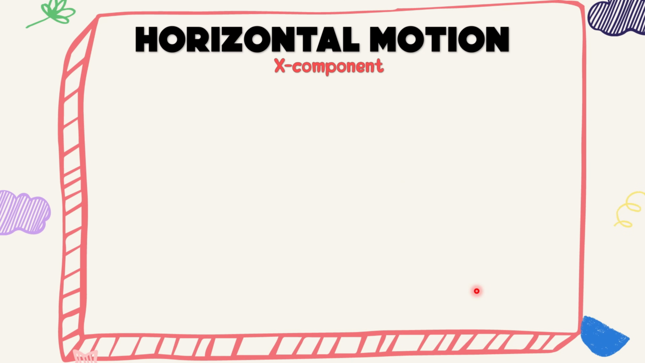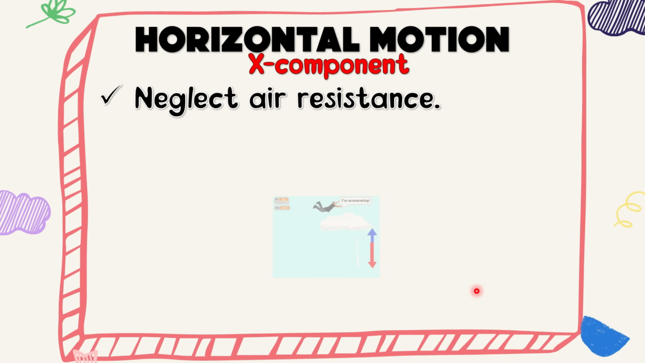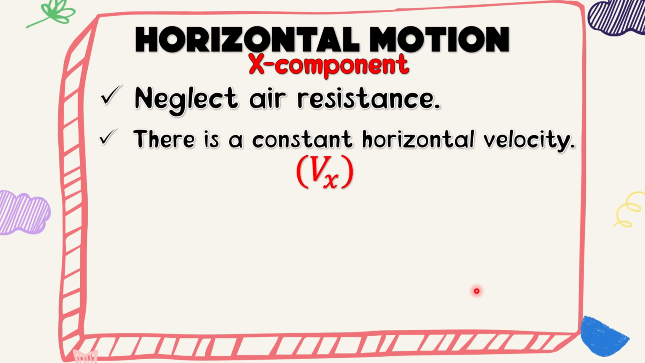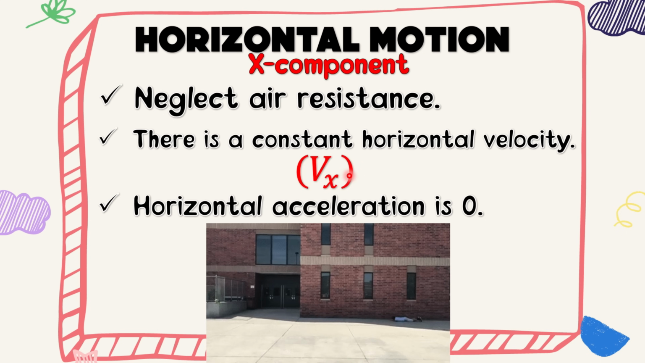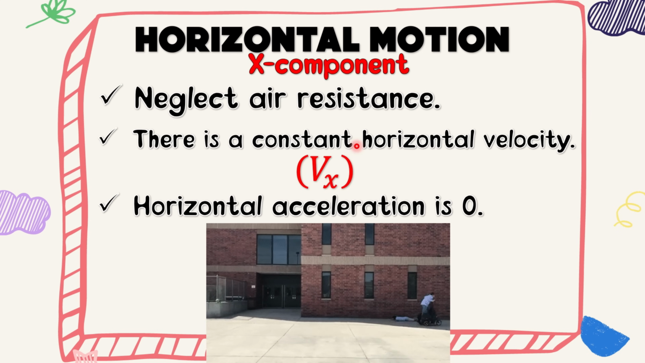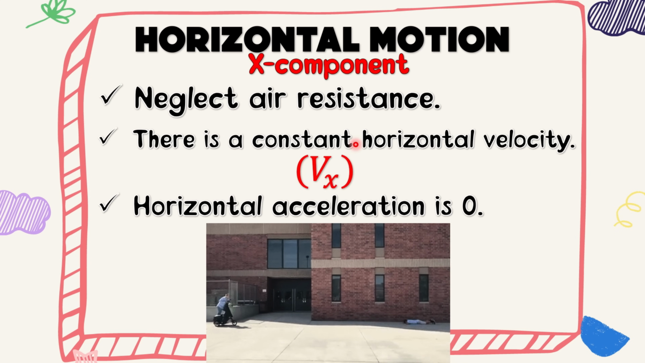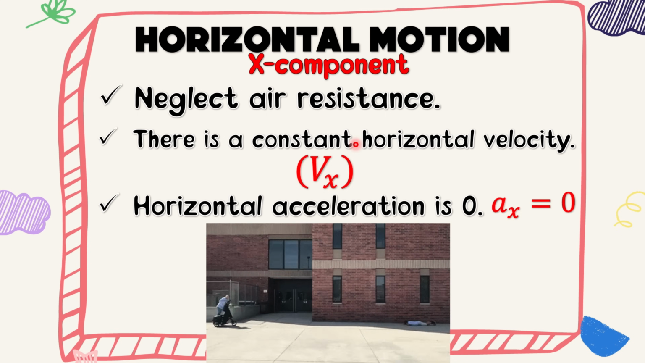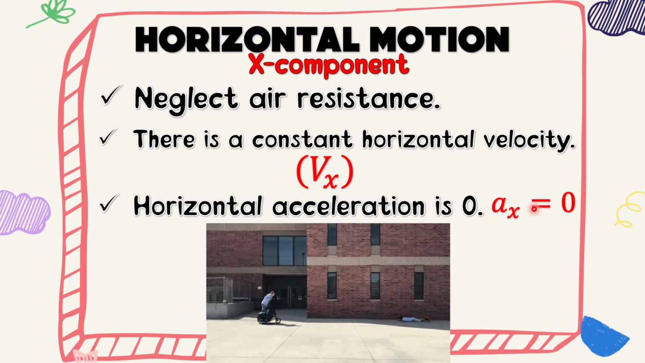In horizontal motion, it is the X component. No resistance in any form. To simplify, we neglect air resistance. Next, there is a constant horizontal velocity. We use Vx to represent it. V for velocity and X for horizontal component. Next, horizontal acceleration is 0. Why? Because there is no external force acting along the horizontal motion. It means that acceleration does not exist. And it is represented as ax, a for acceleration and X for the X component.